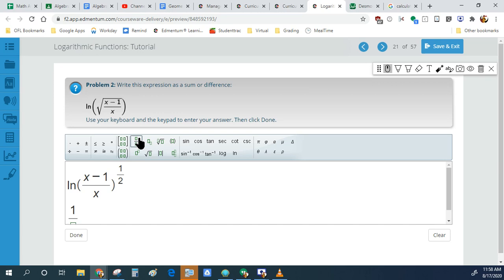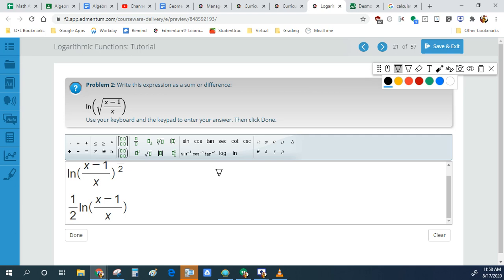1/2 ln, parentheses, fraction x minus 1 over x. Oh, I forgot. You guys like it when I actually write it down instead of typing it in, right? Okay. Yeah. So let me finish this off first.